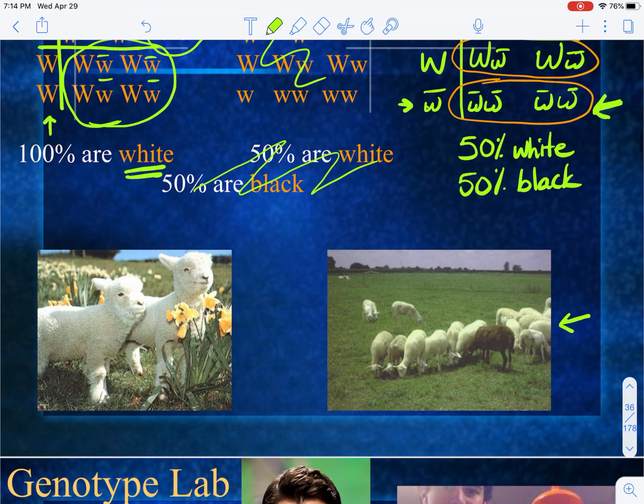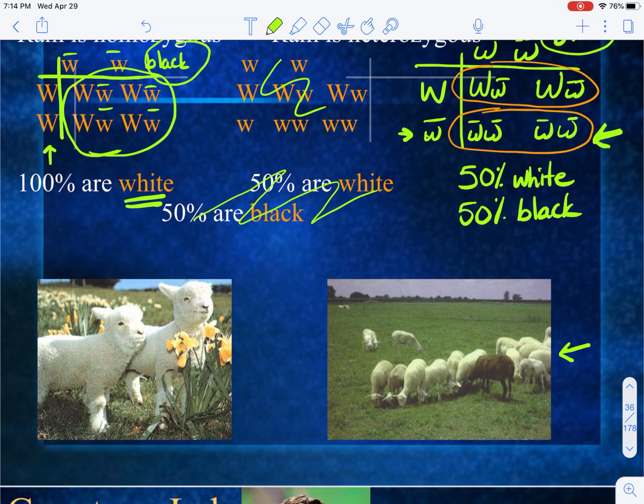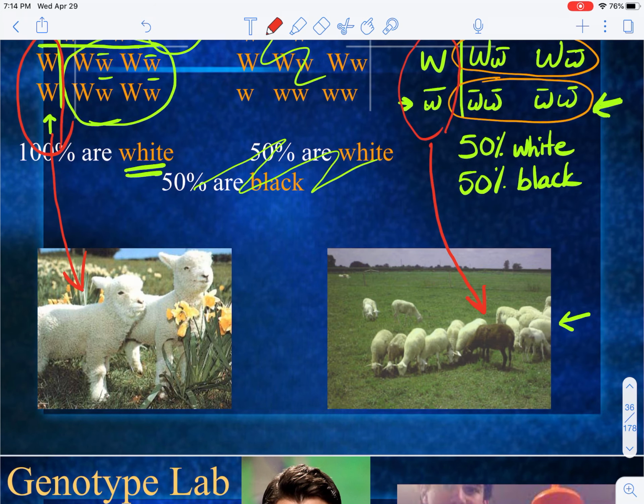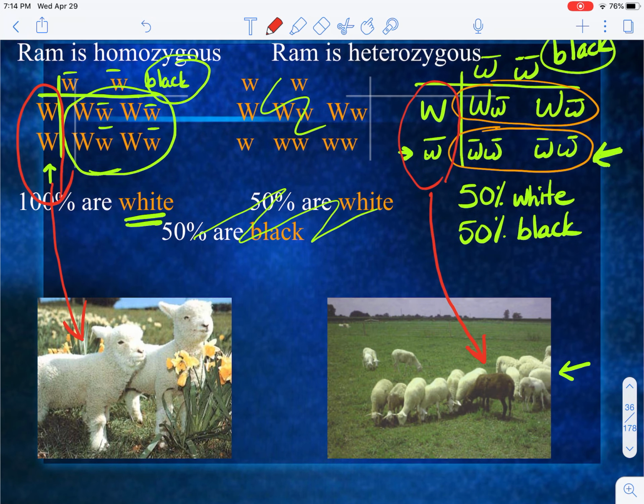Okay, so in this case, if you look at all the offspring and you saw some black ones in there, you knew that the parent would have been this heterozygous parent because some black offspring resulted. If you got only ever white babies, you would know that your parent was pure homozygous dominant if no black babies resulted.